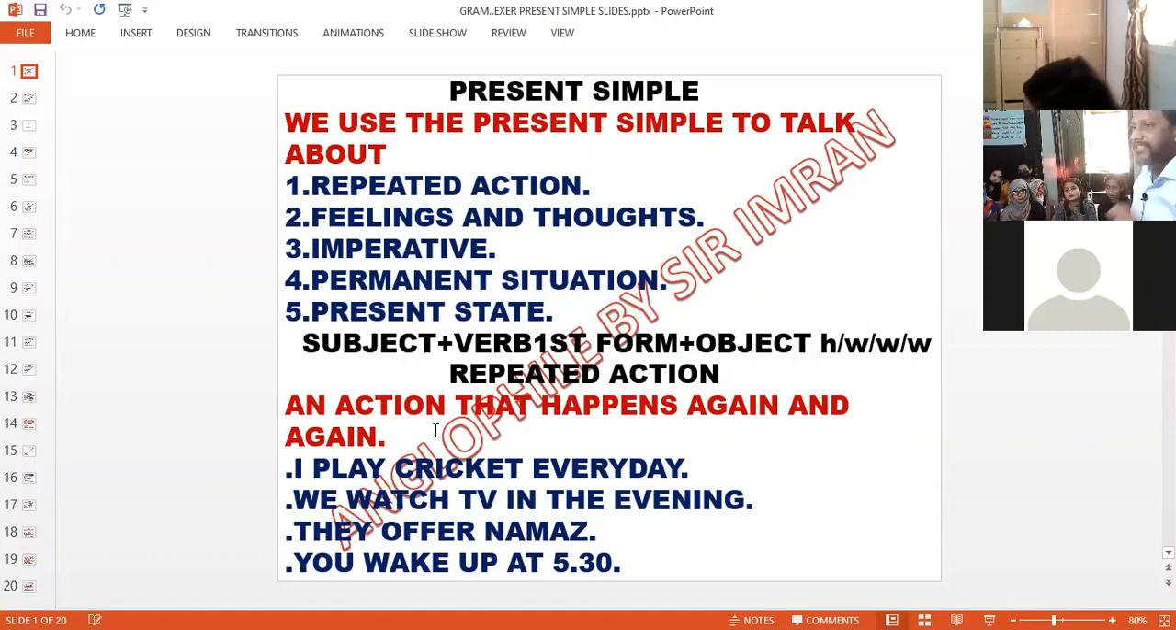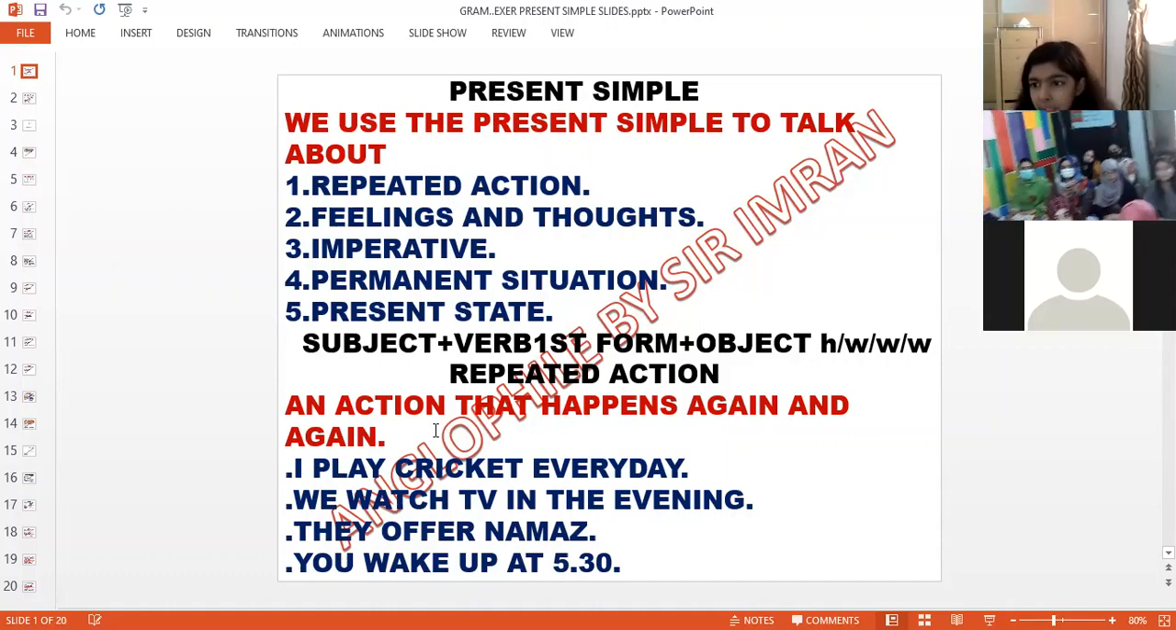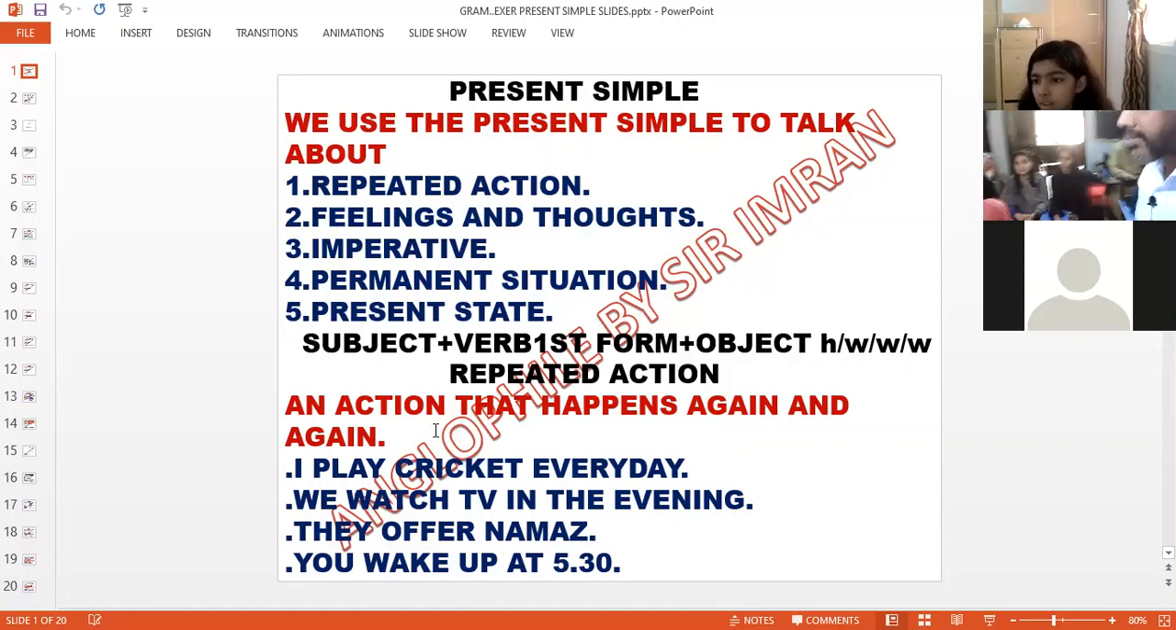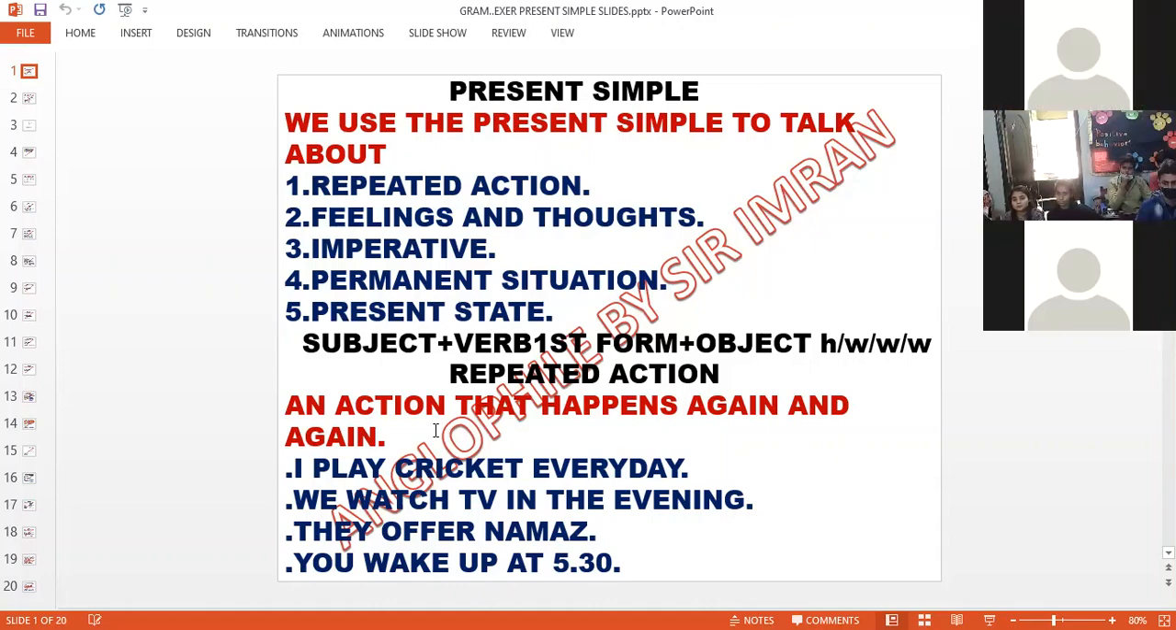And do we add S, ES and IES with a verb? When the subject is third person singular, we add S or ES. With a verb or with a noun? Verb. So you must remember this, okay? You can't afford to forget S or ES. You can't afford to forget about do and does.